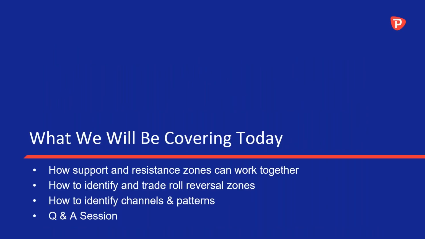So today we're going to be covering a few different aspects of price action. One of them a lot of people are going to be familiar with, but we'll give you a couple of tips and tricks to it, which is how support and resistance zones can work together. The next one is we're going to be taking a look at how to identify and trade role reversal zones. And we're also going to be having a look at identifying channel patterns and also some other patterns within trends. And that's going to be one that a lot of people don't think about, and very, very powerful stuff. And then of course, Q&A sessions.